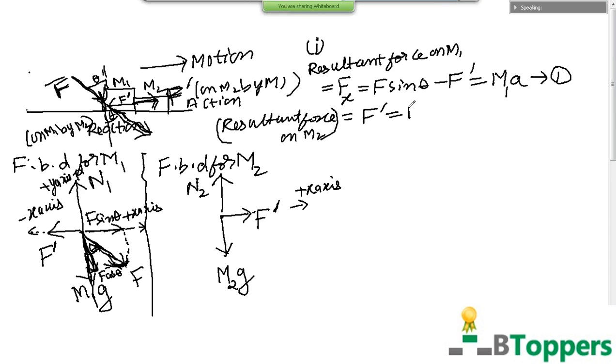From Newton's second law, the resultant force on M2 can be written as the product of its mass and acceleration. Here the acceleration is the same for both the blocks. So you can add equations 1 and 2.